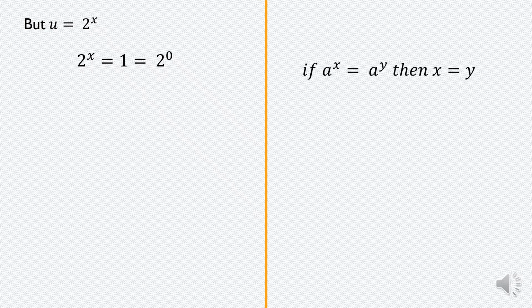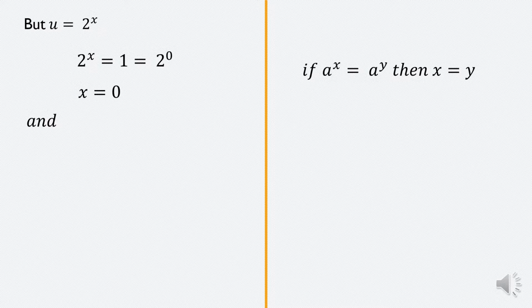Now we can bring back our 2 exponent x, right? So replace u back with 2 exponent x. So 2 exponent x equals 1, which is the same as 2 exponent 0. And we know if the bases are the same, you can equate the exponents. So we can say x equals 0.